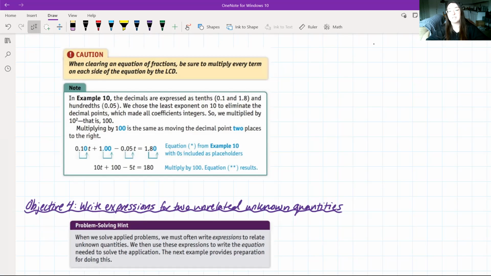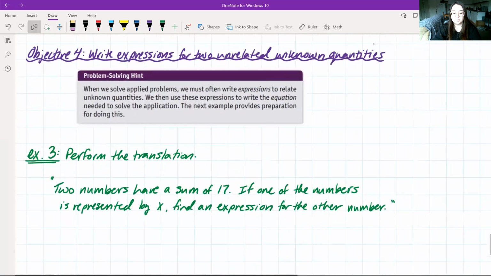So this is in reference to their example 10, but the concept is still here: when we multiply by 100, it's the same as moving the decimal places 2 places to the right. So that turns our equation that looks like 0.1t plus 1 minus 0.05t is equal to 1.8, once we multiply each term by 100, into 10t plus 100 minus 5t is equal to 180. So that's what you'll need to do in the future if you end up having to multiply out an equation with decimals.